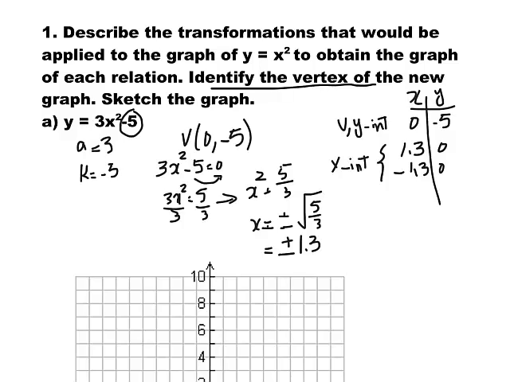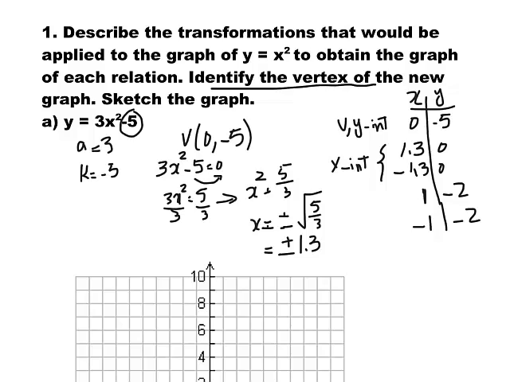Usually we need more points, so I'm going to pick two other points. Let's say x is 1, then 3 times 1 squared is 3, minus 5 is negative 2. And when x is negative 1, negative 1 squared gives me 1, times 3 is 3, minus 5 is negative 2. And this is enough. We have 1, 2, 3, 4, 5 points here.